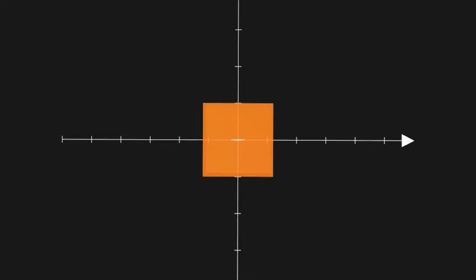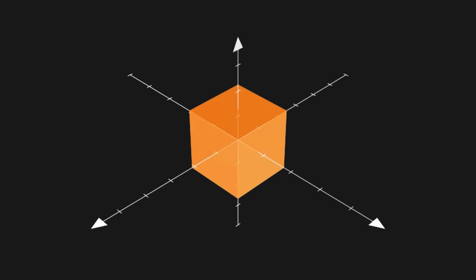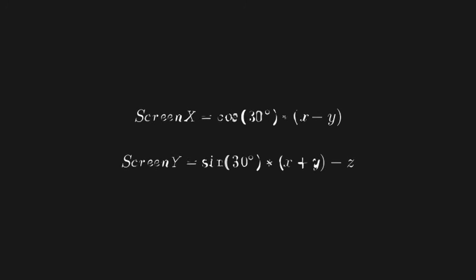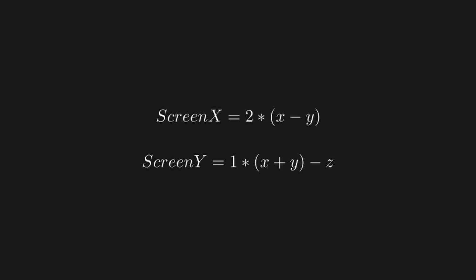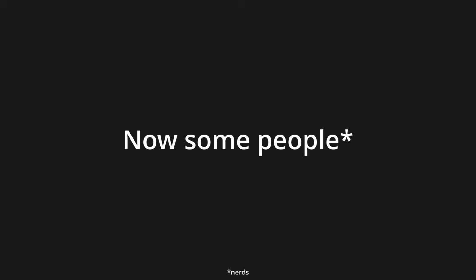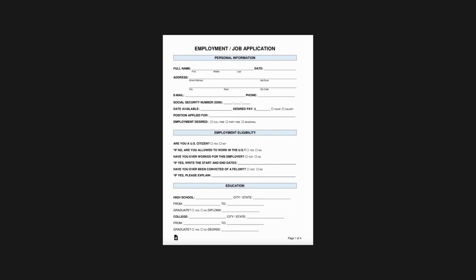To begin, we need some way of projecting 3D coordinates into 2D isometric ones. This formula here can be modified into a simple 2:1 ratio, and an offset for the center of the screen can be added, giving us this final formula. Now some people might try to tell you that this isn't technically isometric projection, as isometric projection requires 120-degree angles between all the axes. My response to these people is to humbly suggest they seek full-time employment.